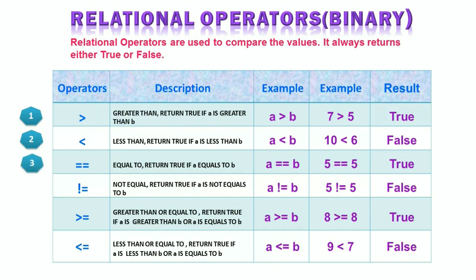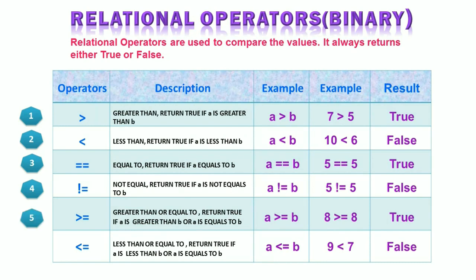Then we have the equal to symbol. It returns true if A equals B, but here two equal symbols are used to distinguish between the assignment operator and the relational operator. Here we can see the example: 5 equal equal 5 will result in true. Then not equal returns true if A is not equal to B. 5 not equal to 5 is false, so it results in false.